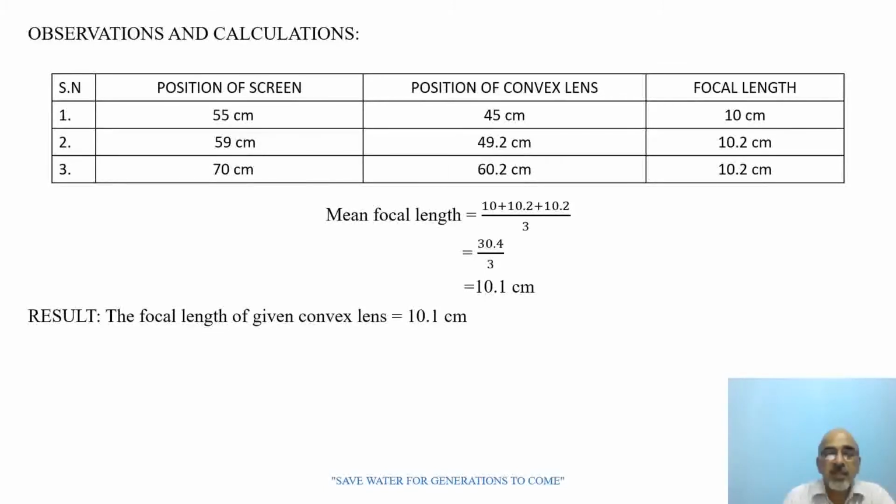Now calculations, mean focal length: sum of these three values divided by 3, we get 10.1. So our result is that the focal length of the given convex lens is 10.1 centimeter, right? So this way we can find the focal length of the given convex lens. Nowadays, practical based questions are also being asked in exams. So practicals are very, very important, and practical knowledge in science helps us to progress.